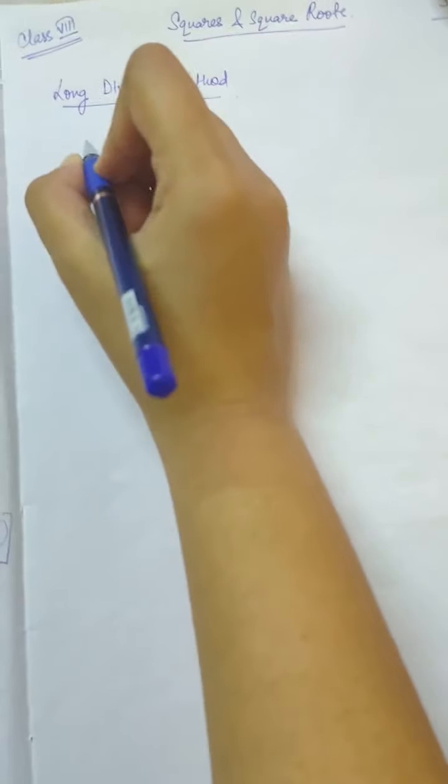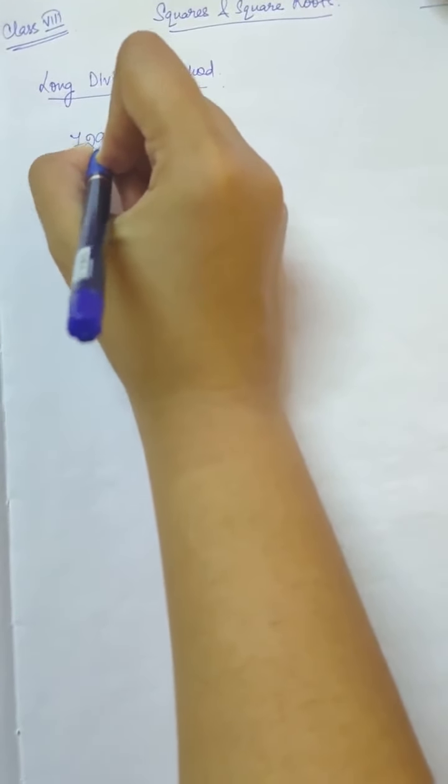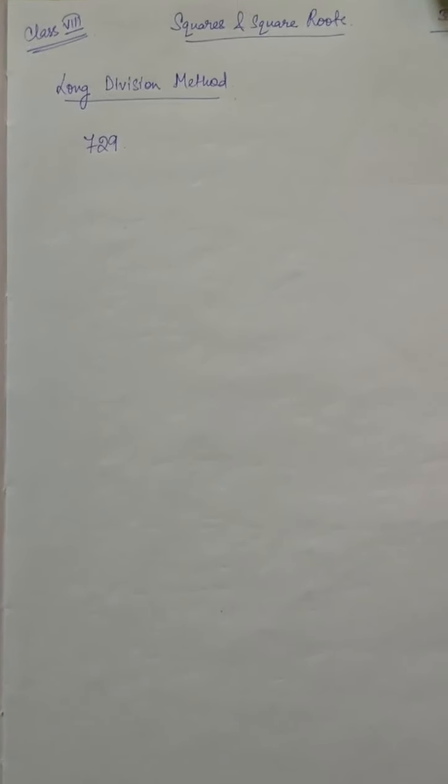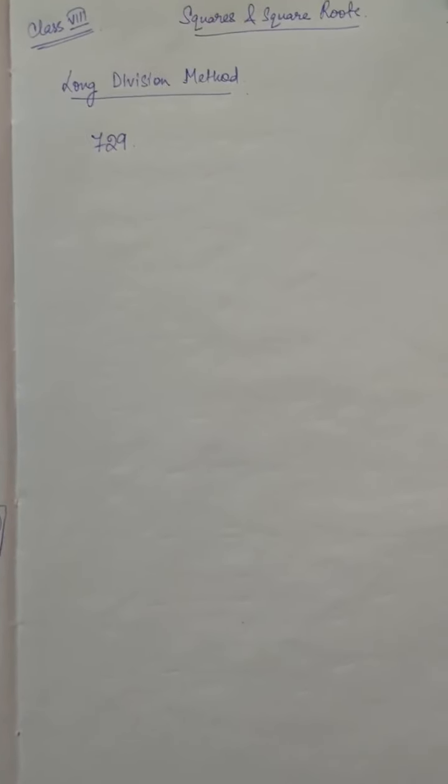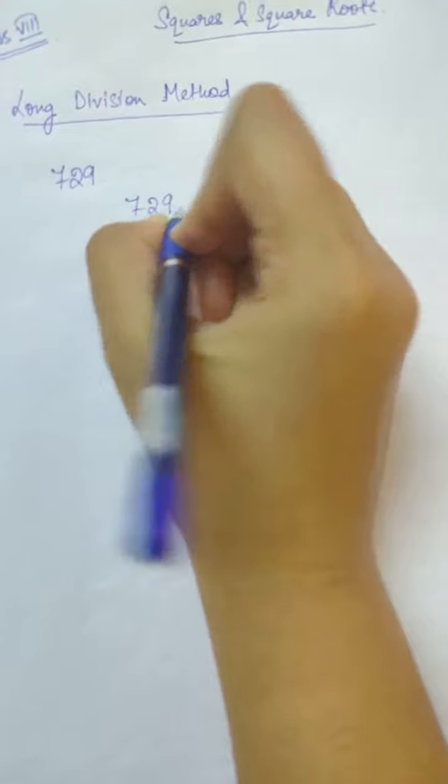At first I am taking a 3-digit perfect square number. We already know that 729 is a perfect square number. In the last exercise you learned that. So we will find the square root of this 729 using the long division method. For the long division method, at first we need to group these digits.